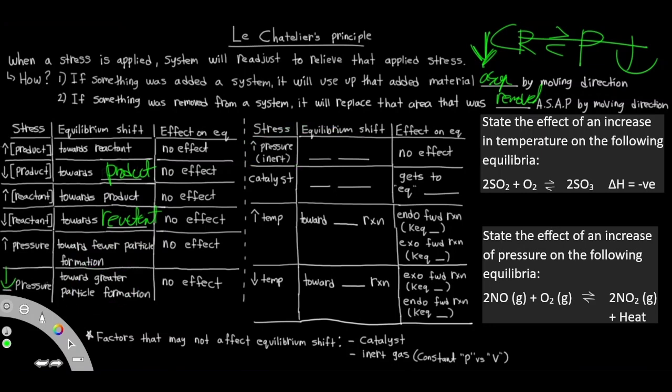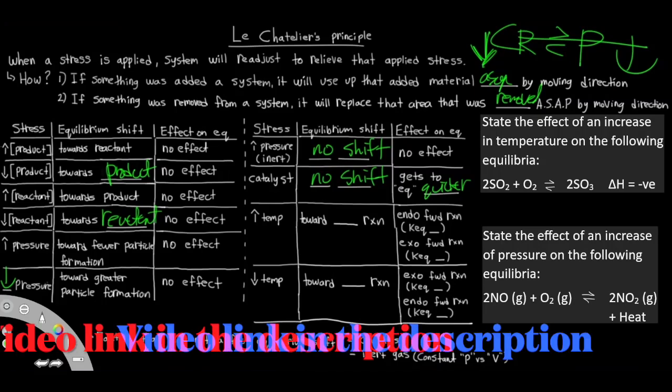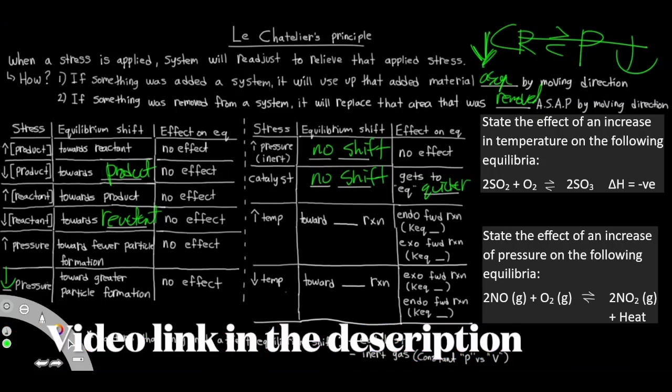Whenever you have an increase in pressure from an inert gas, there's actually no shift at all. Okay, for a catalyst, there's also no shift at all. The difference is, for a catalyst, it gets to equilibrium quicker. Also, for a catalyst, there is absolutely no equilibrium shift effect. Okay, I know it says may not, but for a catalyst, there's 100% no effect. Okay, for inert, it really depends. It may or may not be, depending on a constant pressure or a constant volume scenario. See my 20-minute video, link is in the description, for this in-depth explanation.